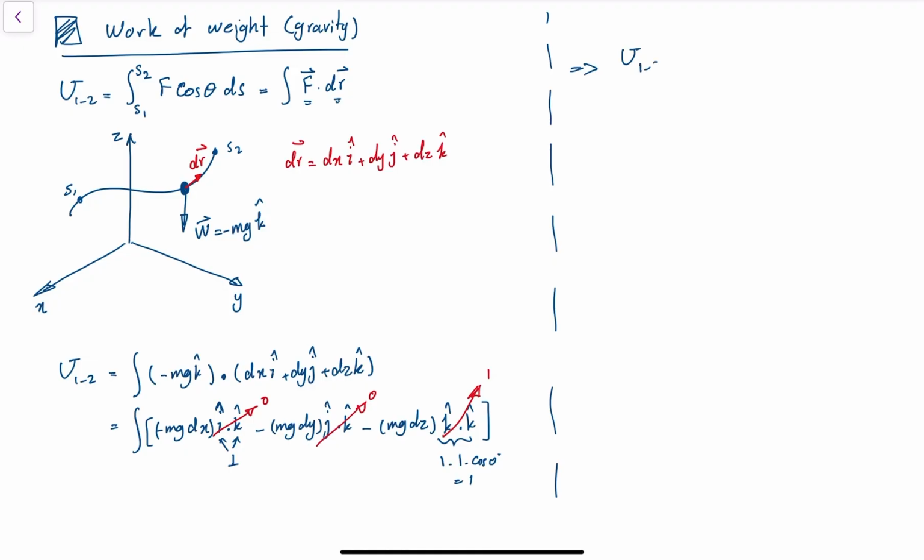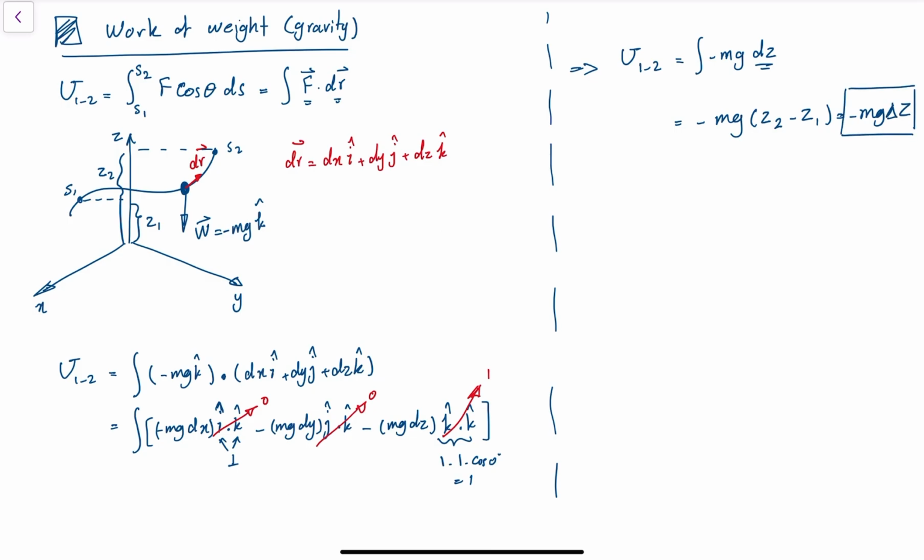So what I end up with, I write it here, is that the work from 1 to 2, the only term that remains, is minus m times g times dz. And now note that my integral variable is only along z. So all I need to do is figure out how much I have displaced along the z-axis. It's going to be minus mg times (z2 minus z1), or minus mg delta z.